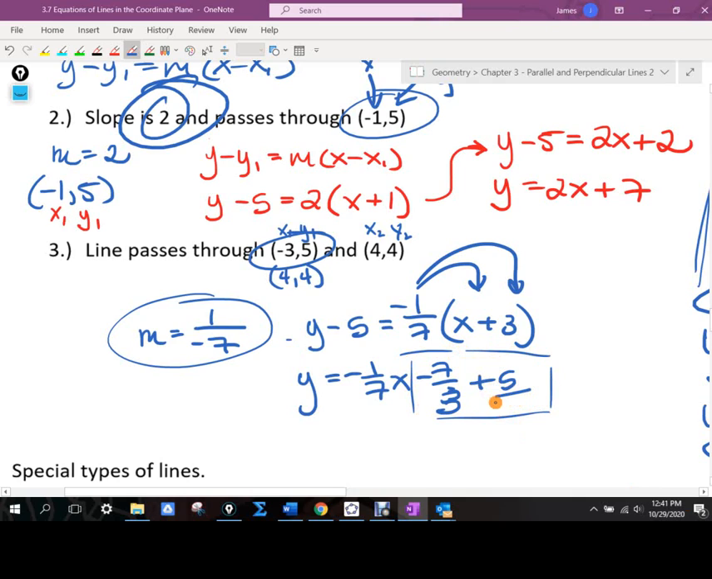Say it again? Yeah, but this one doesn't simplify. I do want to combine them into one value, but they're both fractions, right? So if I want to add fractions, you need a common denominator, right? Is that still, it's 15/3, still 5? So now I can add those numerators. I get y equals negative 1/7 x plus, what, 8/3?